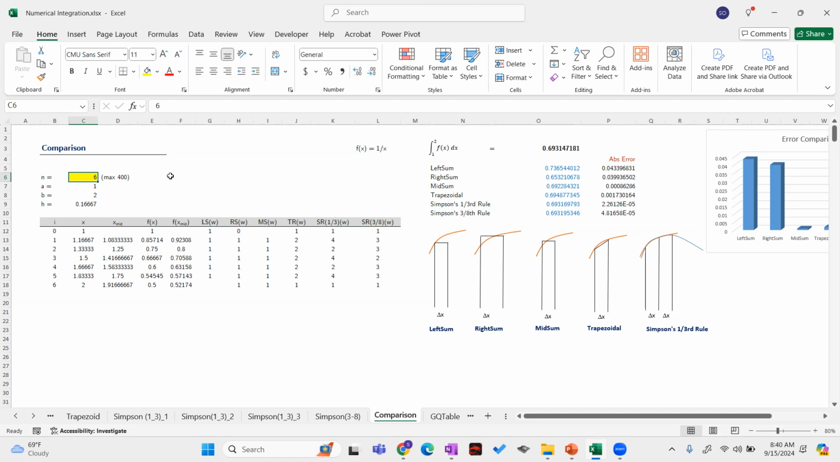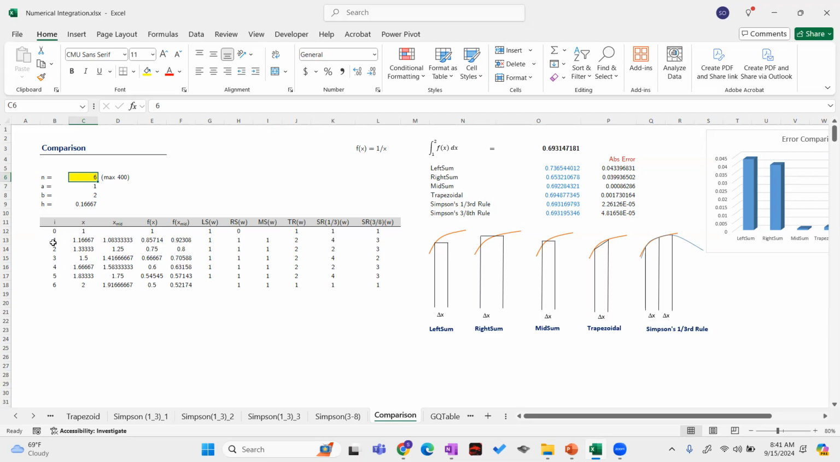Yeah, exactly. So if I want to use Simpson's one-third rule, I need n to be an even number. And if I want to use Simpson's 3/8 rule, I need n to be a multiple of 3. The lowest number that can satisfy this is 6. That's why I'm taking 6. You can take any other value, 12 or 60, whatever. So with 6 steps, let's see the numerical accuracy of all these schemes.